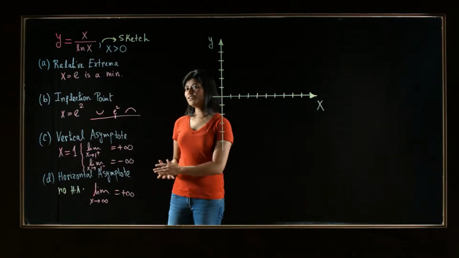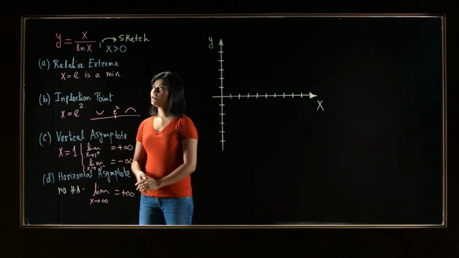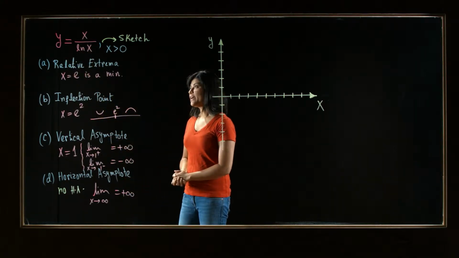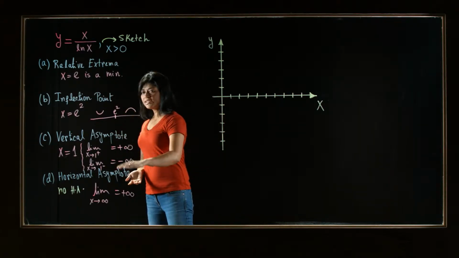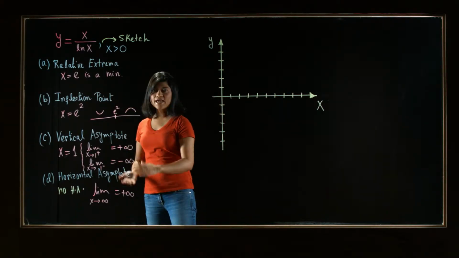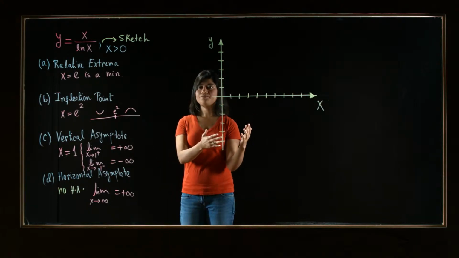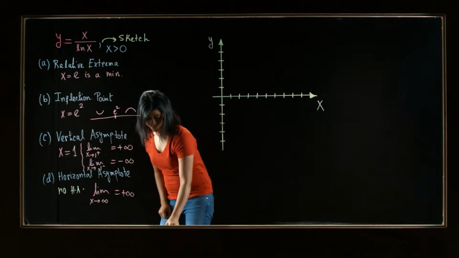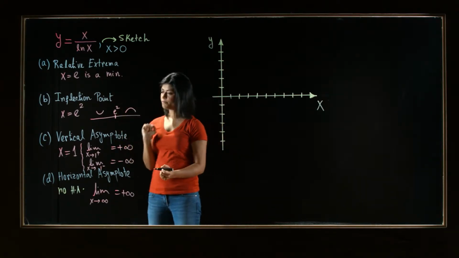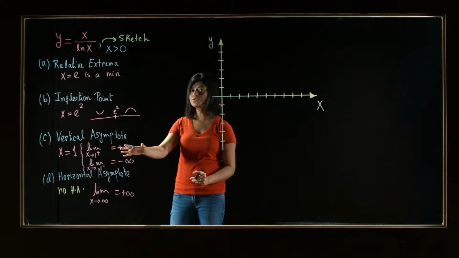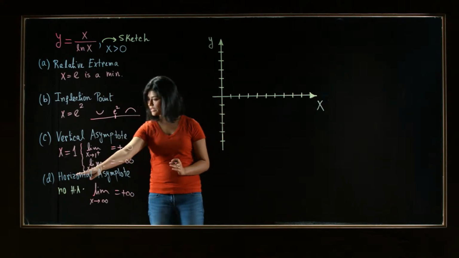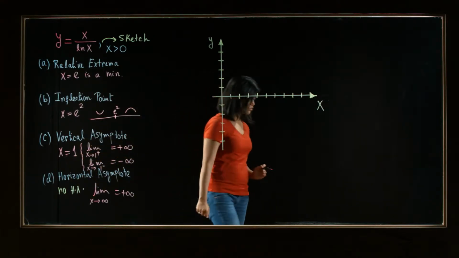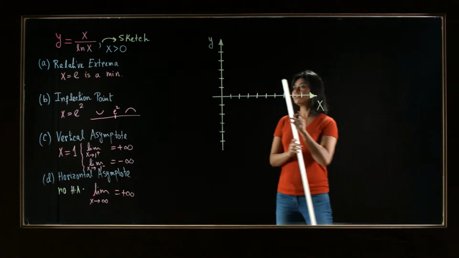So in the past few videos, we have been analyzing this function y equals x over natural log of x. Recall that we have gathered all this information about this function. And now we would like to graph this function on the xy coordinate plane. So let's start with the asymptotes first. It's better to draw the asymptote. We know that there are no horizontal asymptotes, but there is a vertical asymptote at x equals 1. So why don't we start with that?